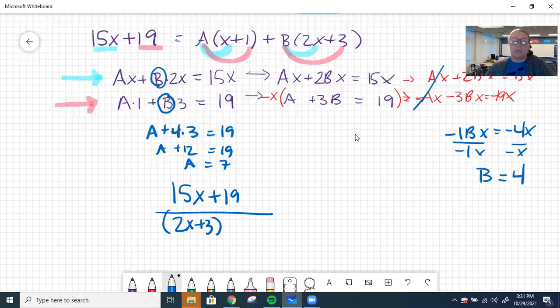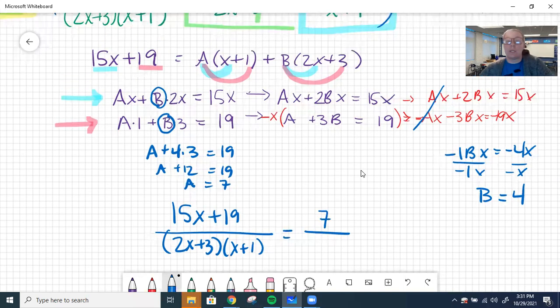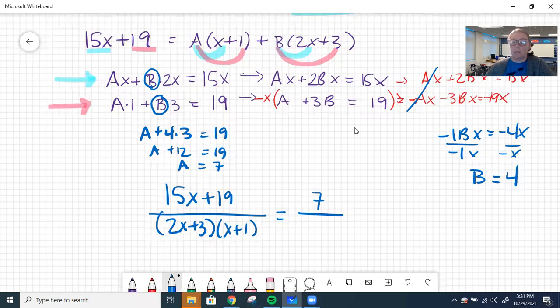All right, so now the grand finale here is to say that 15x plus 19 over 2x plus 3 times x plus 1 can be decomposed into two fractions: 7 over, what was it again? 2x plus 3 plus 4 over x plus 1. So the idea is if you were to get your common denominator here, right, multiply this by x plus 1 and this by 2x plus 3, it would end up equaling that.